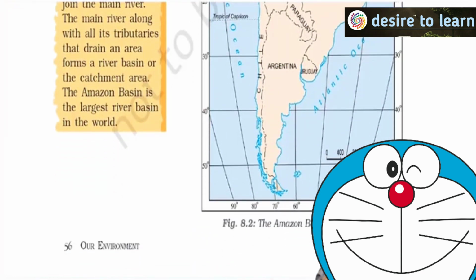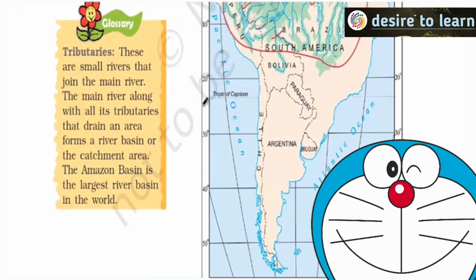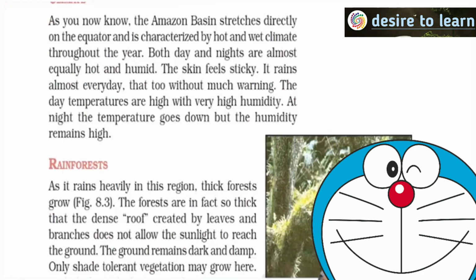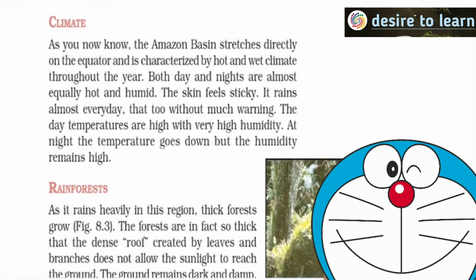So just be careful. The other important fact is the Tropic of Capricorn. Can you see here? The Tropic of Capricorn doesn't pass through the Amazon basin. This fact is important. And then, as I have already told you, it is near the equator, so it will be very hot. Near the equator, more moisture is present because the sun's rays fall vertically.